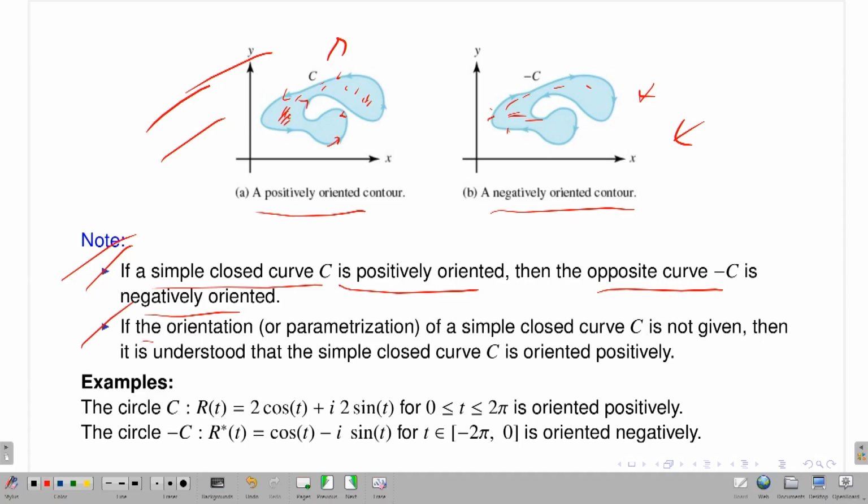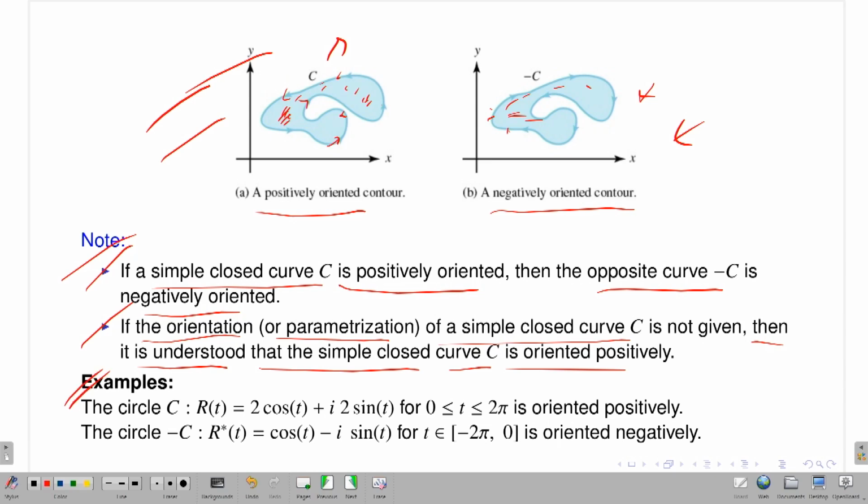Number 2, if the orientation or parameterization of a simple closed curve C is not given, suppose I am just given a curve C and I did not mention anything about its orientation, then it is understood that the simple closed curve C is positively oriented. That means if I give some curve C and do not mention the orientation, by default you assume that I am talking about a positively oriented curve. So, I can give you a parameterization in such a way that the interior bounded domain, if I move along the curve, is always on the left hand side. That means I am moving in the anti-clockwise direction.